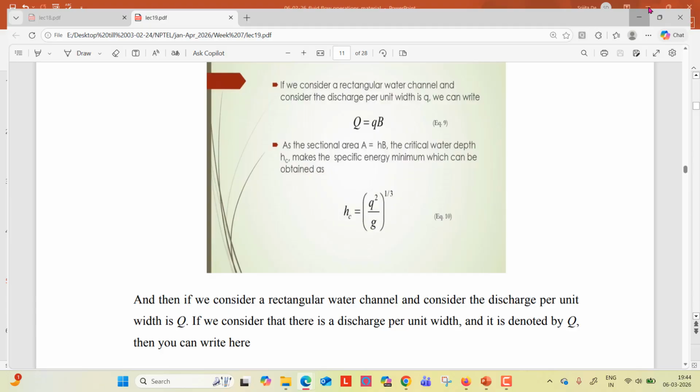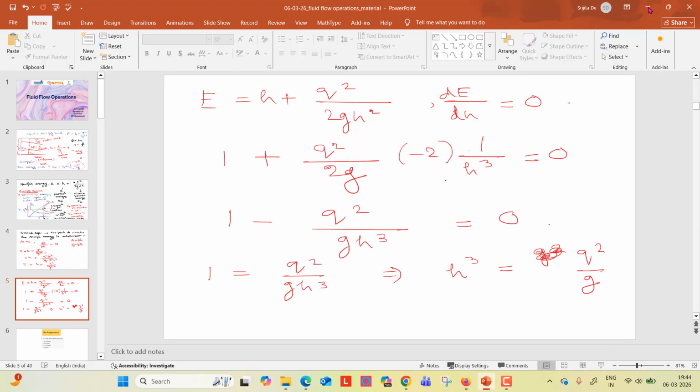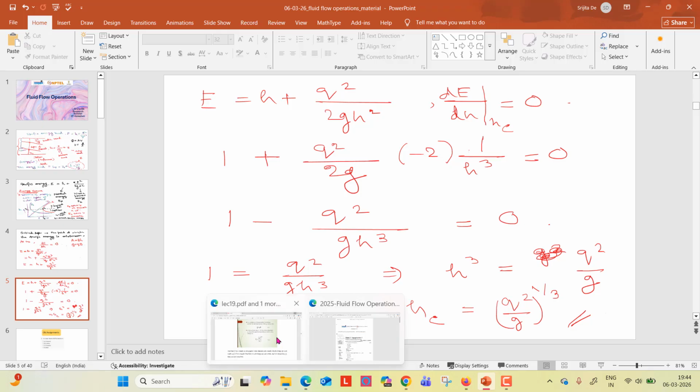Yeah. So now, what we know, this is minimum at Hc, right? So we will write Hc, or if we take the cube root of this expression, it will be Hc equals q square by g to the power 1/3. So this is the expression of critical depth. Now going back to the lecture again.